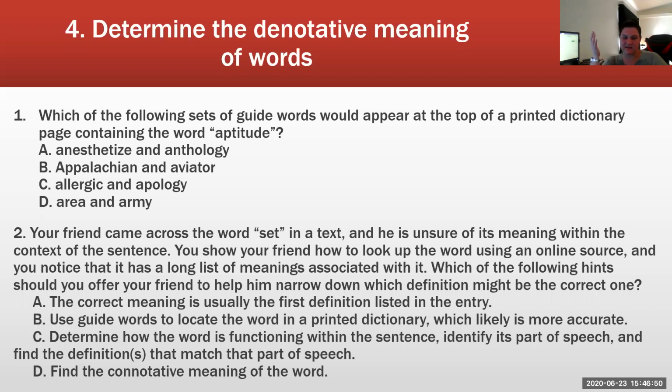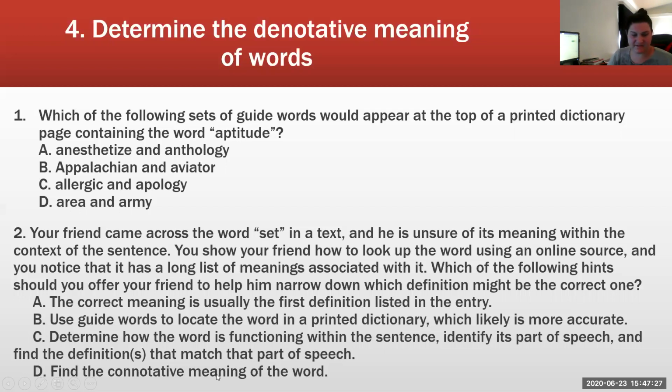So set could mean a slew of different things. It can mean so many things. But the correct answer is C, and I'm going to explain why. Because the correct meaning is not usually the first definition in the entry. And using the guide words to locate it in a dictionary, although you can do that, that's not going to help him understand how set works in the sentence. It'll tell you the definition of the word and maybe even some other words that might also mean it, but it's not going to help us with that sentence.